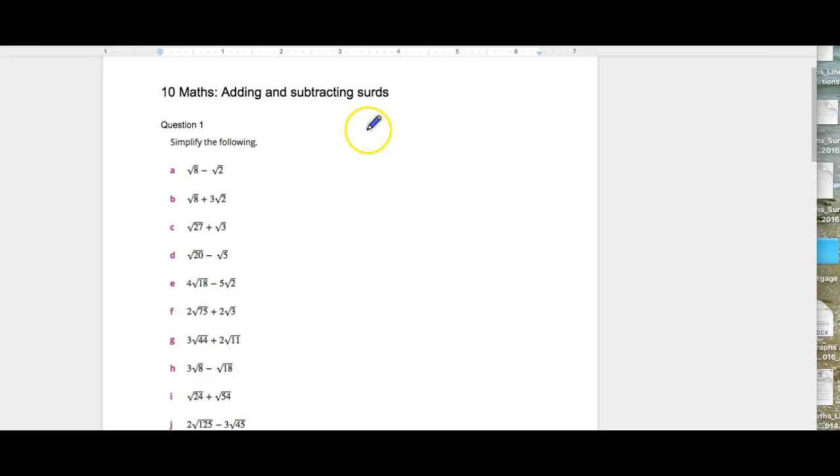So the first one we have here is the square root of 8 minus the square root of 2. Now at the moment you're probably thinking, well, they're not like surds, but the problem is we can't tell until we've simplified the square root of 8. Square root of 2 can't be simplified any further, but the square root of 8 can. Now, if you need to, you can write all your perfect squares up the top of your page, just as a quick reference.